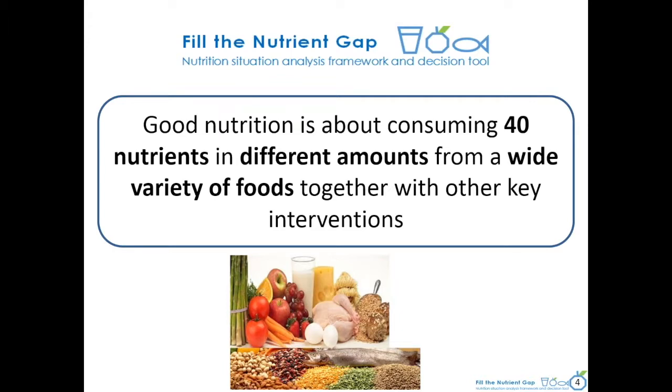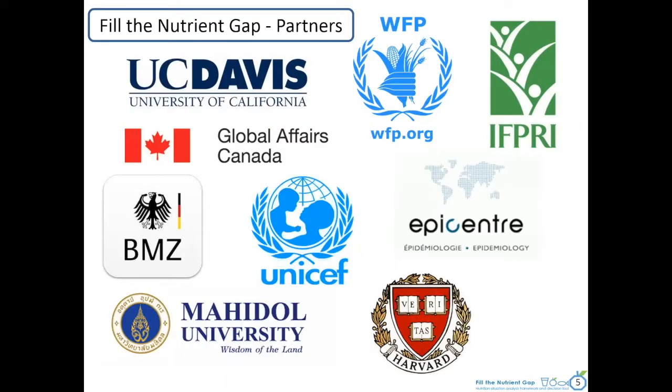When we focus on dietary intake, the importance of nutrient intake is essential. In particular, good nutrition is about consuming about 40 nutrients in different amounts from a wide variety of foods, and of course, together with other key interventions. Therefore, the development of this tool and this analysis was started by WFP in collaboration with technical support from different research partners that you can see here, and with support from bilateral donors, in particular Canada and Germany.